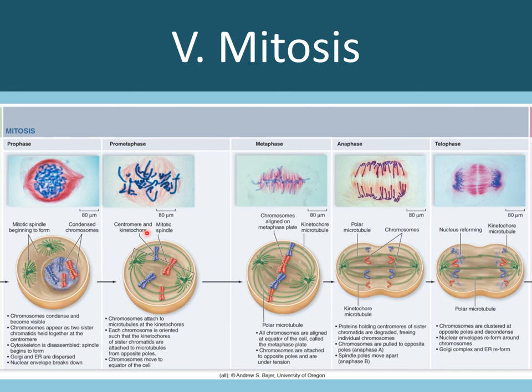Let's skip prometaphase and go on to metaphase. In metaphase, the mitotic spindle is pulling and tugging on the chromosomes until they align down the center of the cell. In anaphase, the sister chromatids, which form the X structure of the chromosomes, have now separated in half and are now traveling to opposite sides of the cell. In telophase, the final stage of mitosis, the sister chromatids are at opposite ends, the mitotic spindle will deform, and a nucleus will form around the sister chromatids at each end.